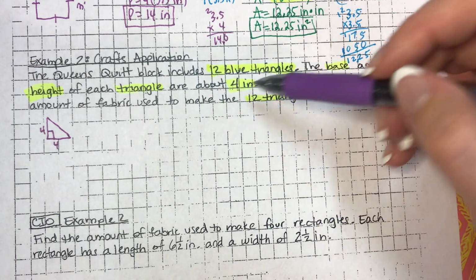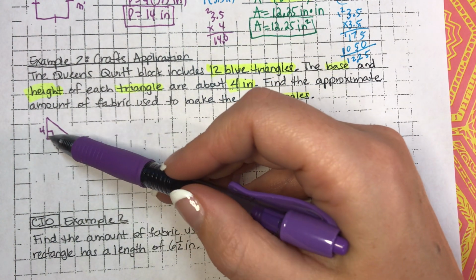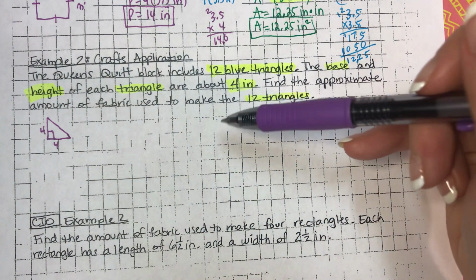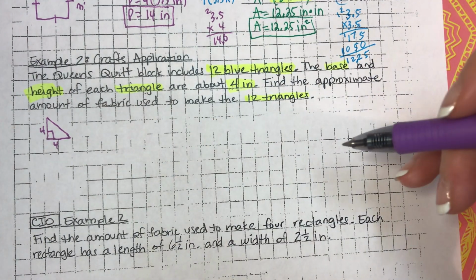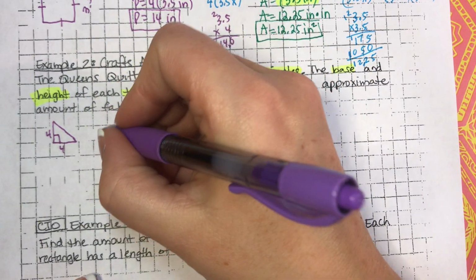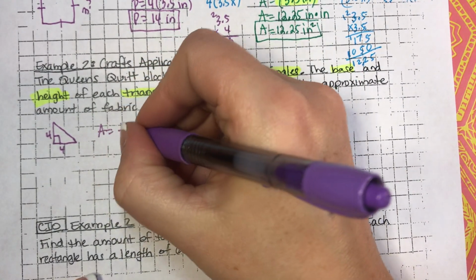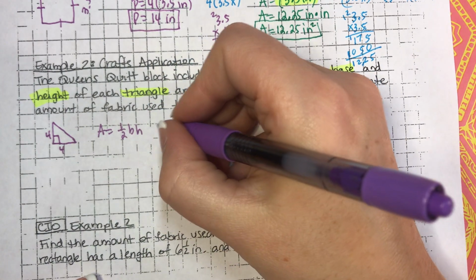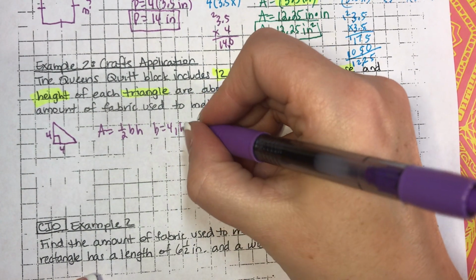Find the approximate for 12 triangles. Okay, so we're going to have to find the area of this first triangle, right? And then just multiply it by 12. So what is the area of a triangle? Do you remember? Do you have it memorized yet? The area is 1/2 base times height. So we're going to go ahead and let B equal 4 and H equal 4.